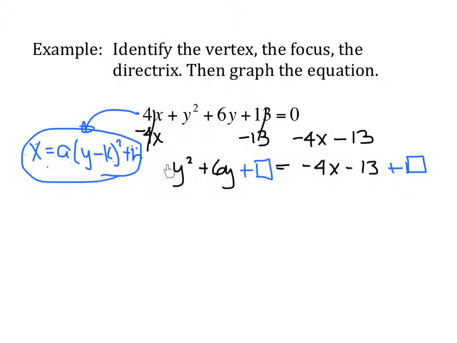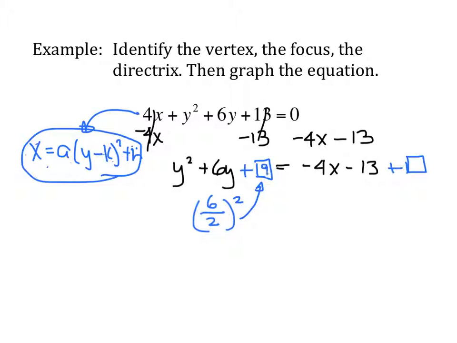So since this is a 1, I go to the middle term, which is a 6. I divide by 2. Every time I take the middle term and divide by 2. Every time. Doesn't matter when you're completing the square, you're always dividing by 2. After you divide by 2, you square that number. So I divide by 2 and square. That is the number that goes in the box. So 6 divided by 2 is 3.